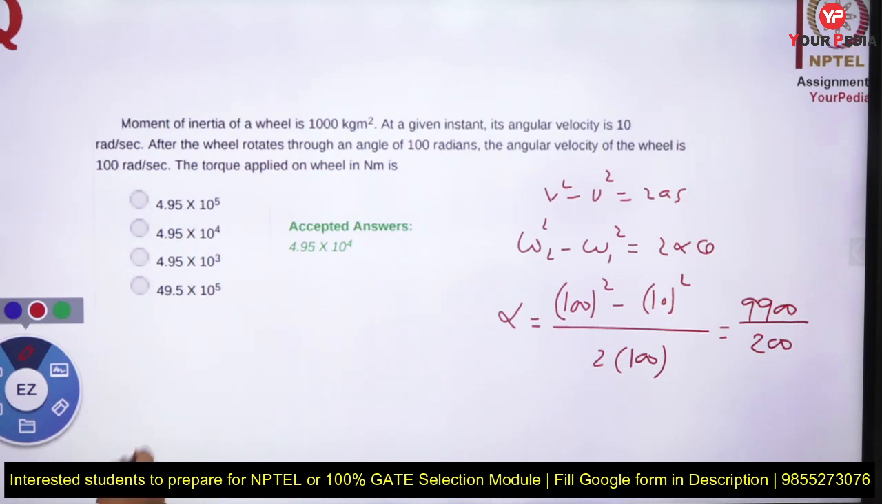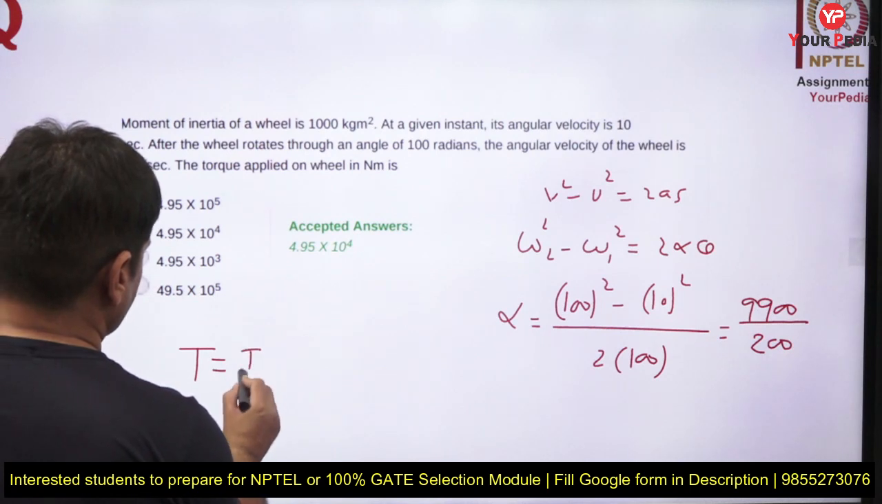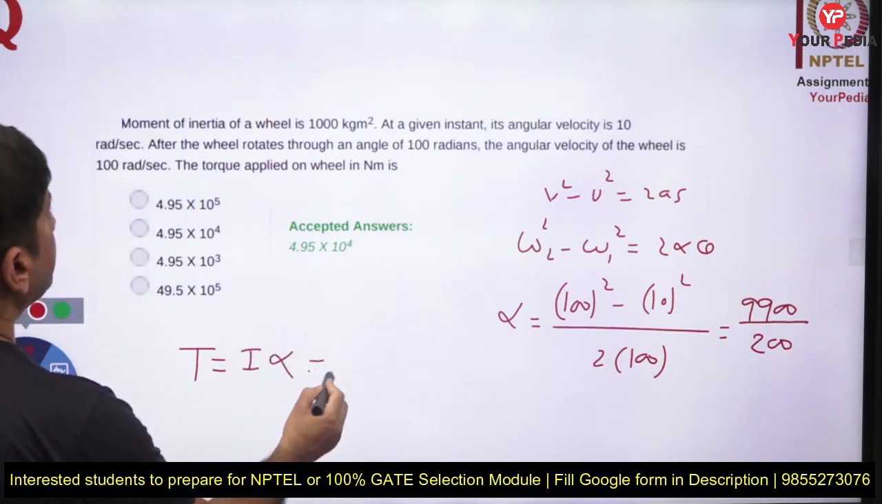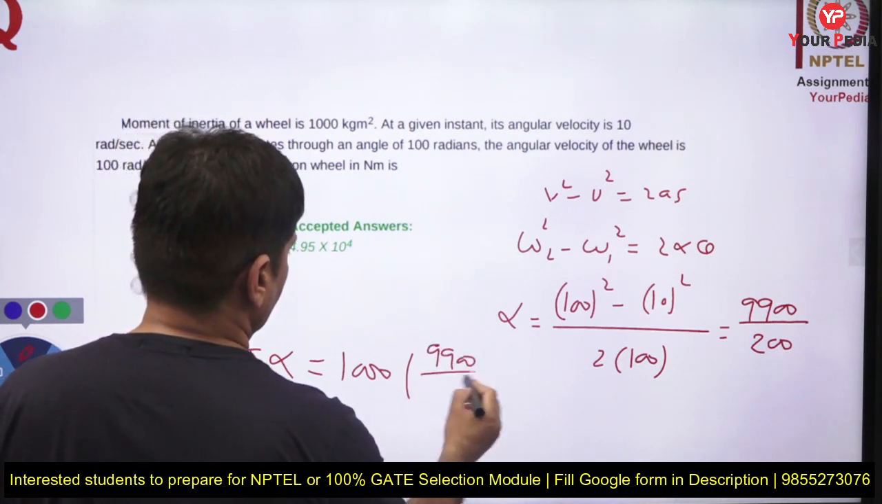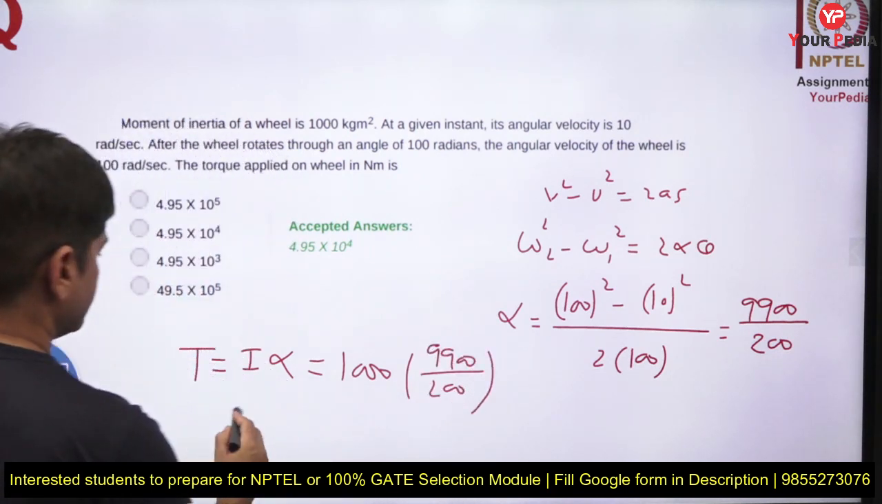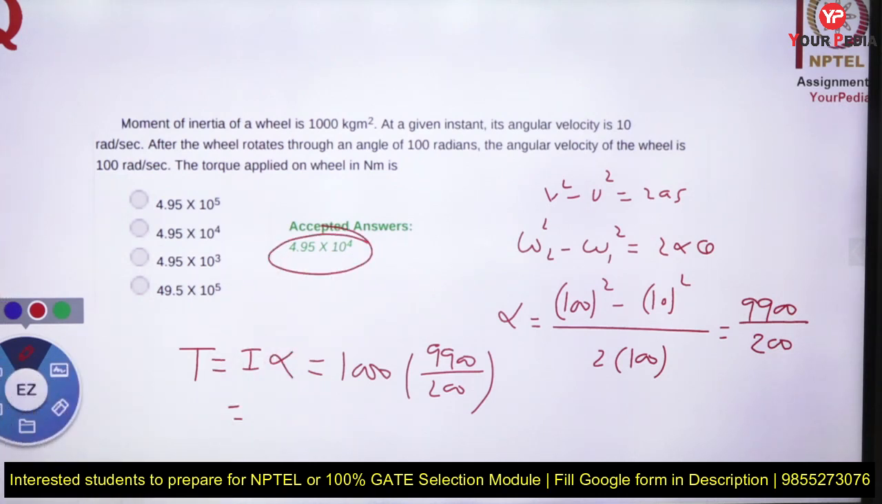But we want to find out the torque acting. So torque is equal to I into alpha. I is already given to us as 1000 and alpha is 9900 over 200. If you solve it, you get this particular value.